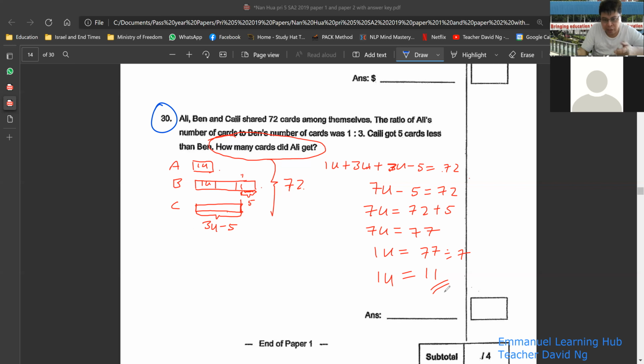Then once you get 1U, as I say, look at the question. The question asks for Ali. Then you see Ali is what? Ali is 1 unit from the model. So you can confidently write here 11 cards.